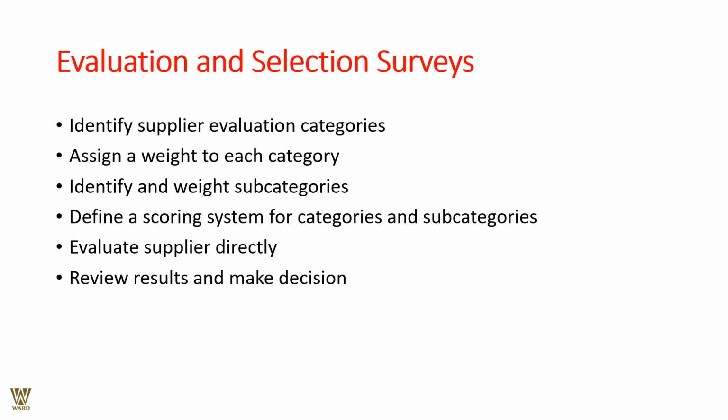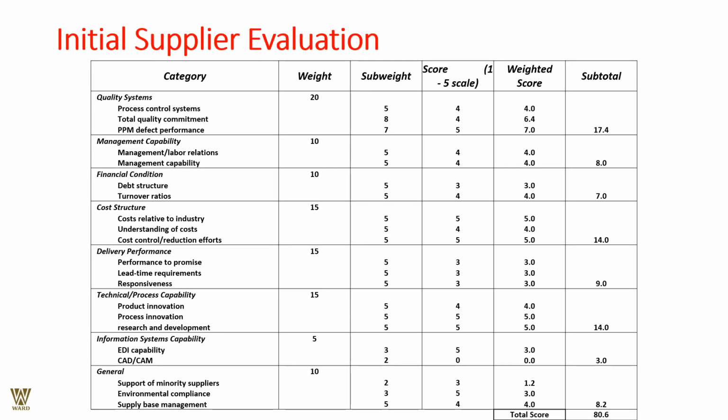For evaluation and selection surveys, identify supplier evaluation categories. Assign a weight to each category. Identify and weight subcategories. Define a scoring system for categories and subcategories. Evaluate the supplier directly and don't depend on somebody else's evaluation, because their perception or evaluation may be on a faulty basis altogether. Review the result and make a decision based on your understanding. I'm just showing you the slides up to where this can be done altogether.